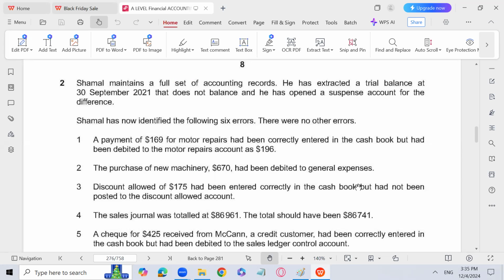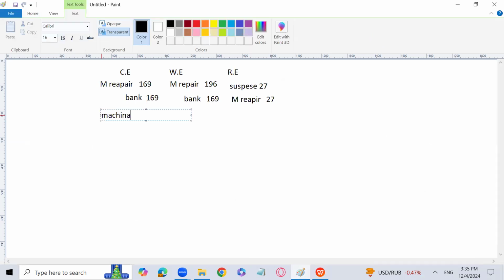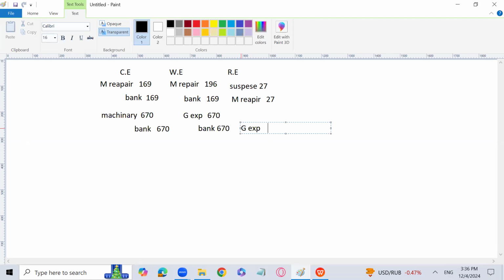But instead of debiting machinery, we have debited general expense. The correct entry is going to be machinery debit 670, then credit 670. Instead of debiting machinery, we have debited general expense, and bank is going to be credited with 670. Now, general expense is wrongly debited, so we will give it a credit, 670. Machinery is going to be debited; machinery we will debit with 670. Okay, so machinery debit and general expense credit. This is going to be the rectifying entry.